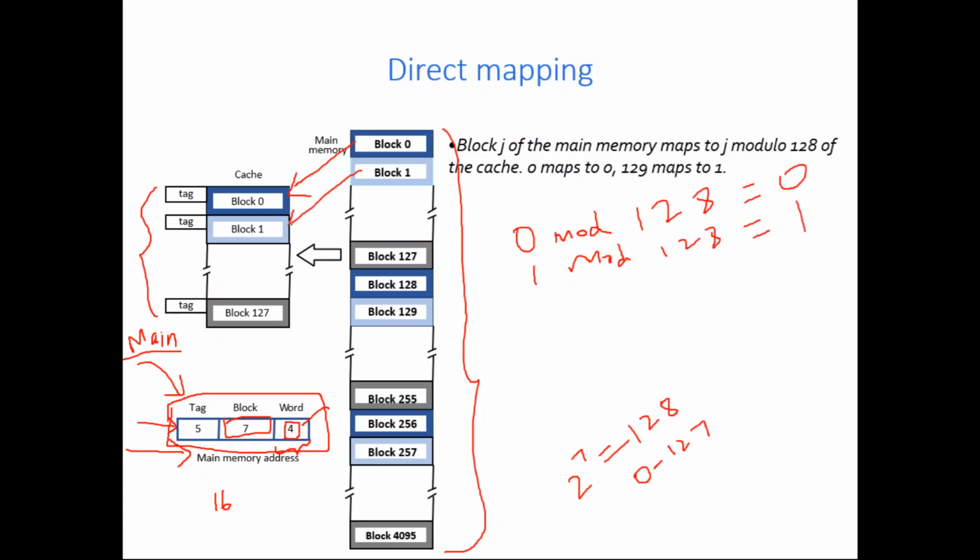I think we have discussed all these things extensively. Block 128 will also go to block 0. Block 129 will also go to block 1. So in direct mapping, multiple blocks from main memory are mapped to the same block in the cache memory, as we have discussed. Now the purpose of making this video is: given an address, how do you know whether that block is in the cache or not? That is what I'm trying to make you understand here.